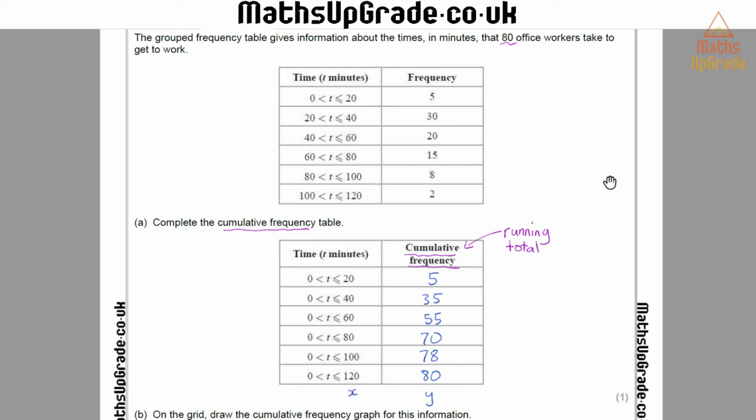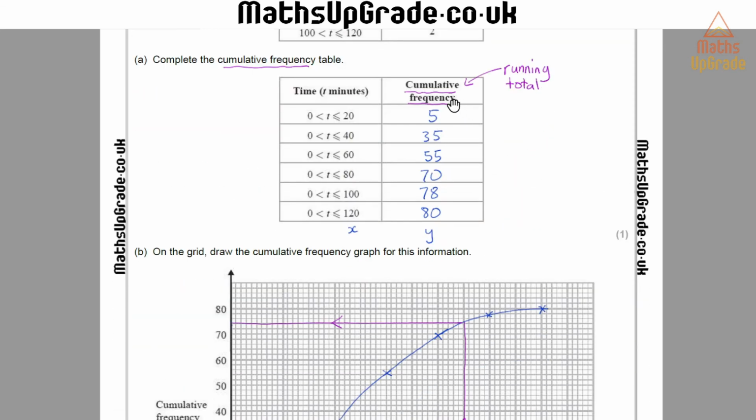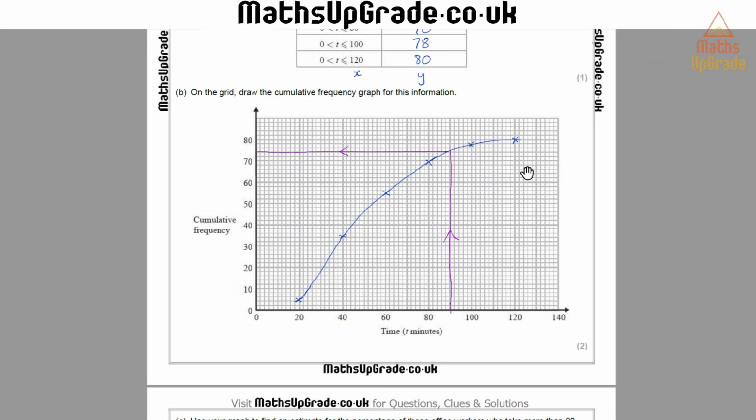On the next part of the question, I need to draw the cumulative frequency graph for the grid. Cumulative frequency graph is just drawn by using the value in this box here against the upper limit for each group in this column here. So 5 will be plotted against 20 minutes, 35 against 40 minutes, and so on and so forth. So you get this curve here.